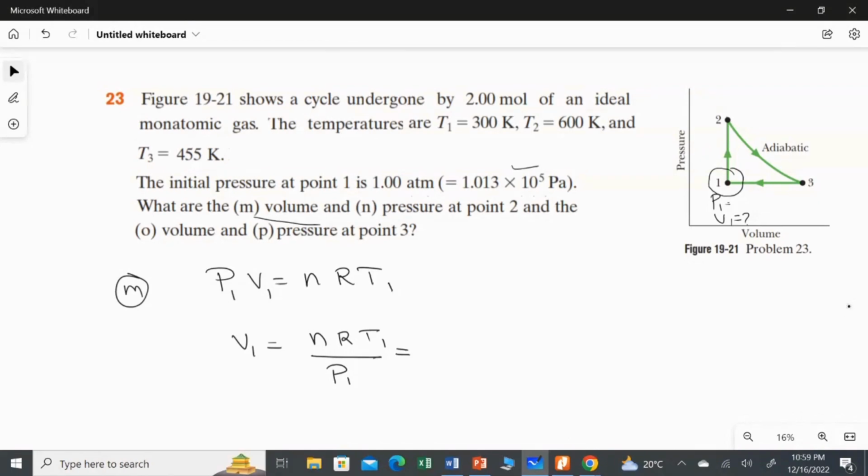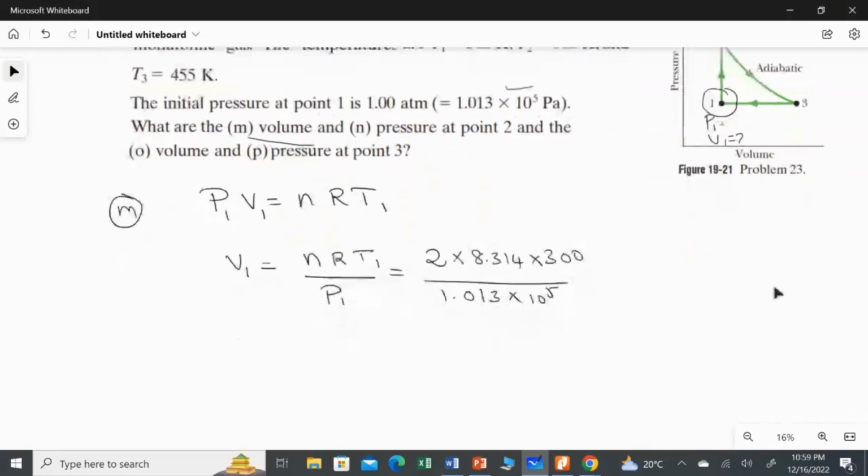Now I'm going to substitute the values. n takes the value of 2 moles, which is given in the question, and the gas constant is 8.314, multiplied by T1, which is 300 Kelvin, divided by P1, which is already given here as 1.013 multiplied by 10 power 5 Pascal. Let's see what is the answer for V1 at point 1.